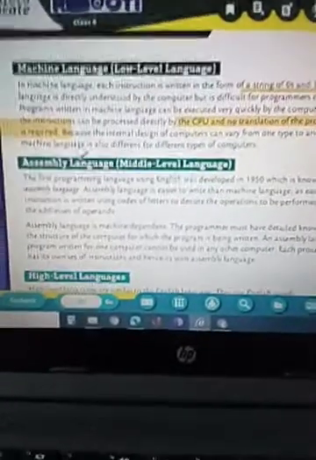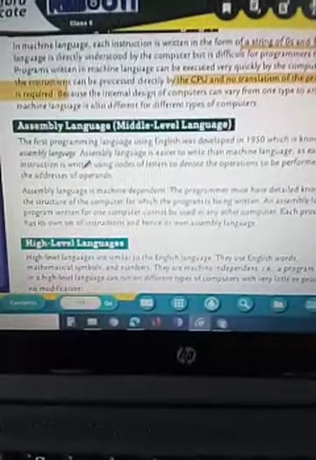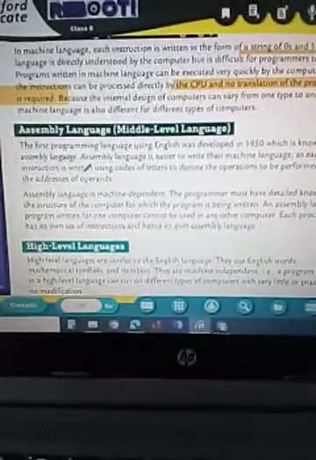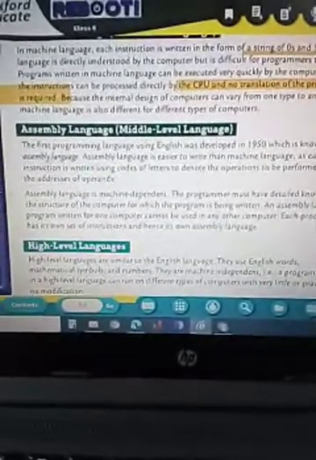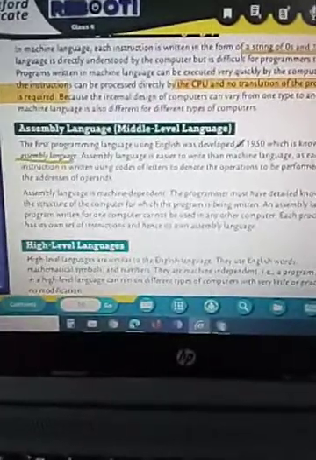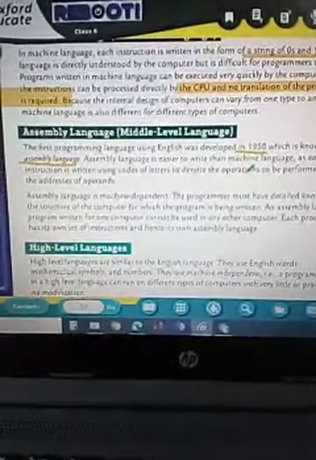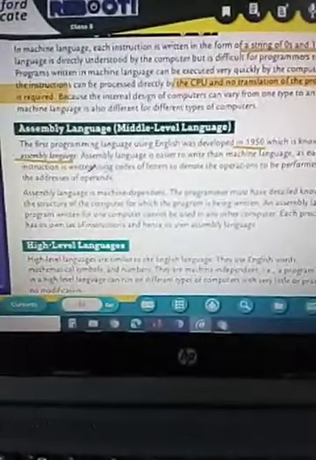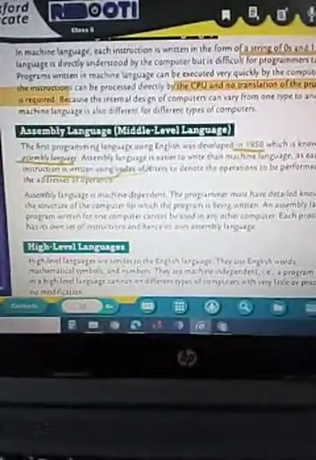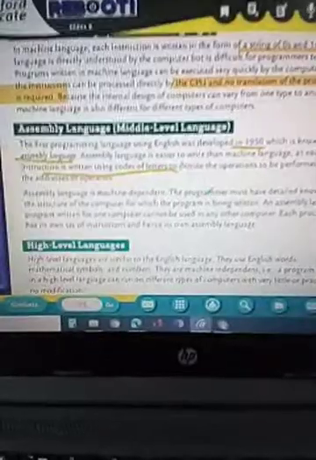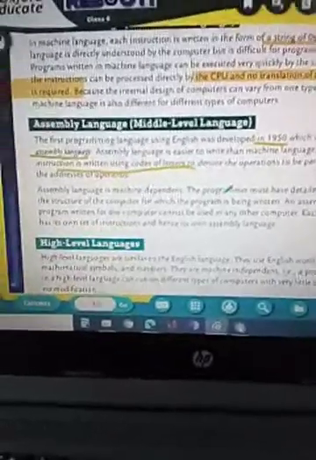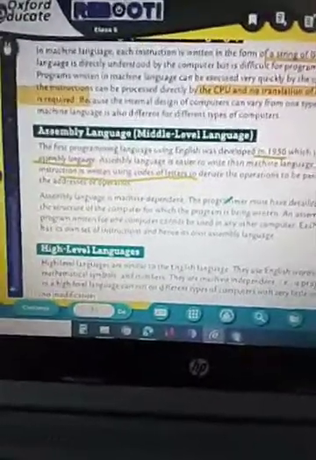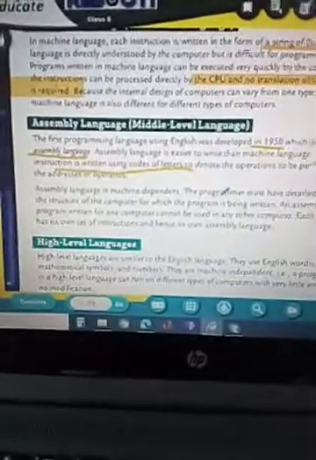And second one is assembly language. Underline, in the 1950s. Then what do we use to write this program? Instruction is written using codes of letters. Underline: codes of letters.